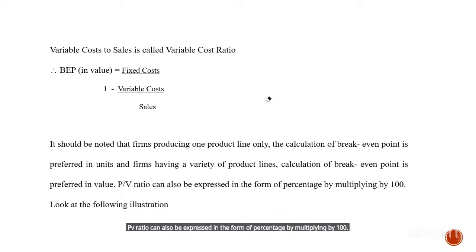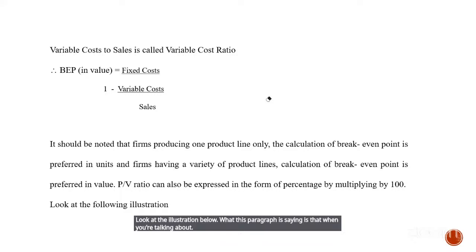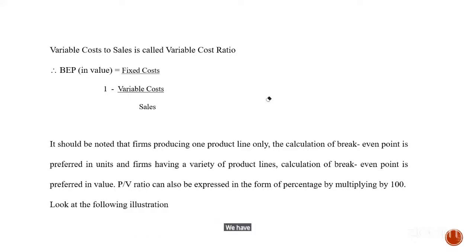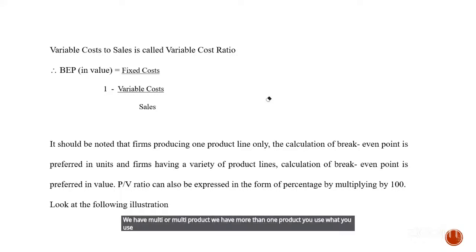Look at the illustration below. So what this paragraph is saying is that when you are handling a single line of product, you don't have multiple products, it is best to use break-even point in units. When you have multi-product, more than one product, you use the break-even point in value. That's what this is saying.